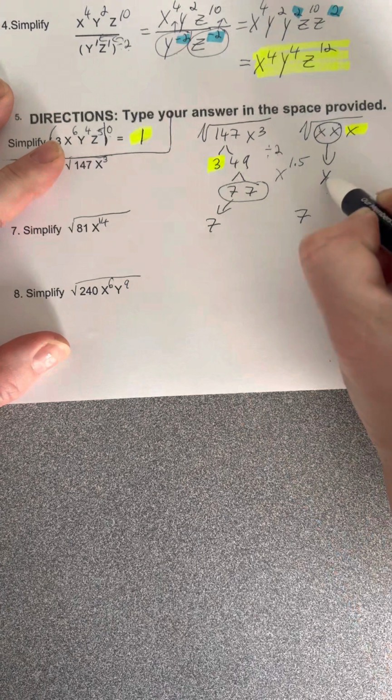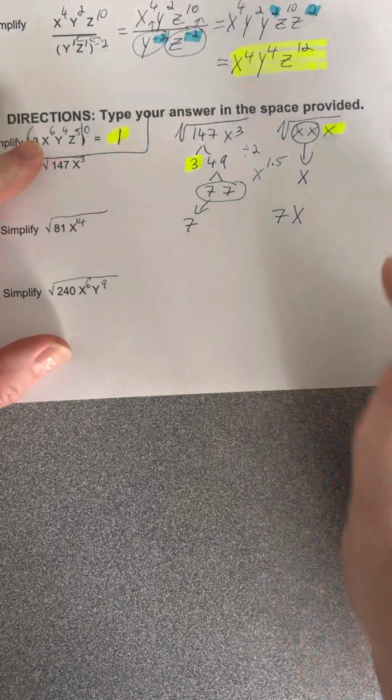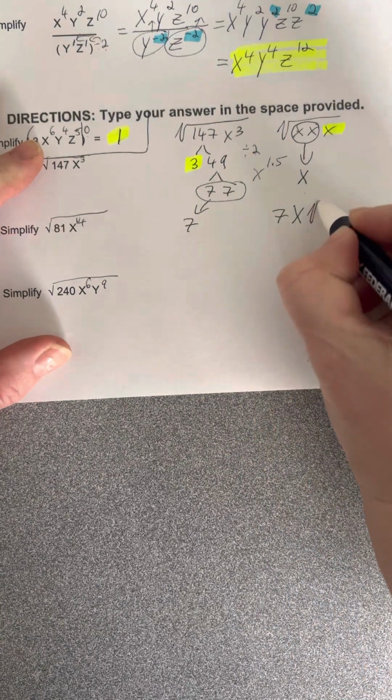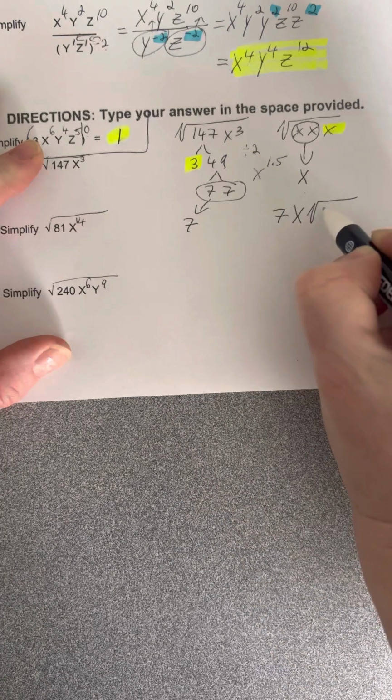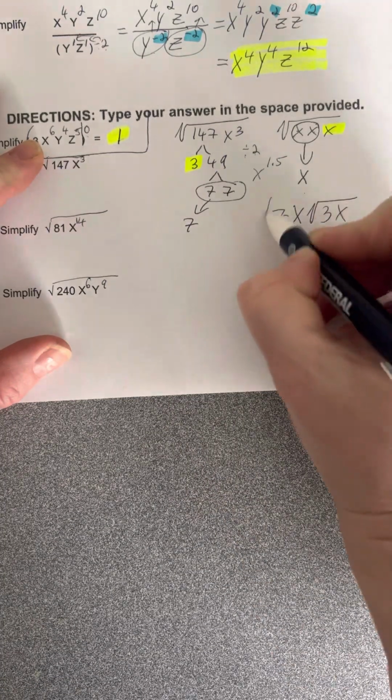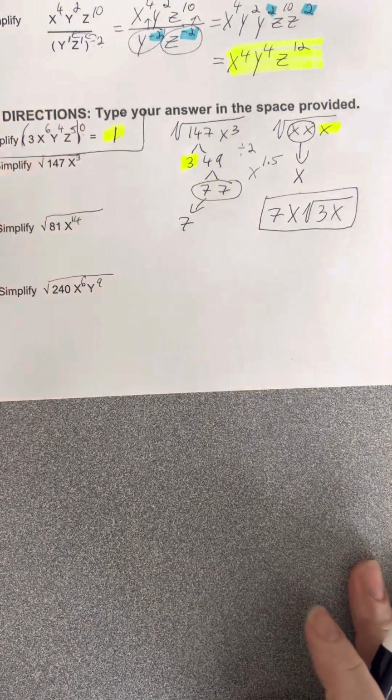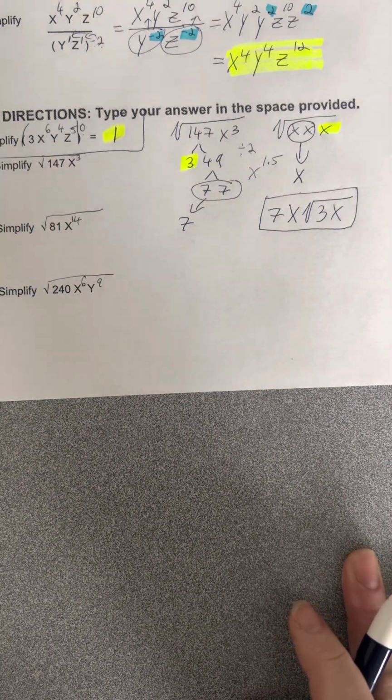So 7, that x right here. And I don't have anything else came out, square root. Now I have that 3 and then an x. And guess what? We finish. That would be our answer for number 6.